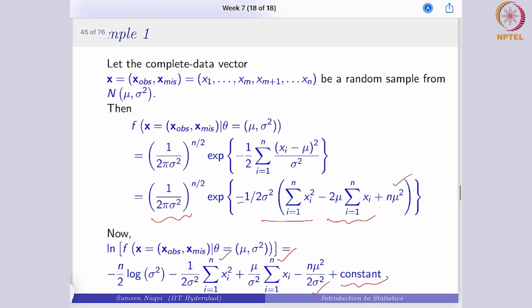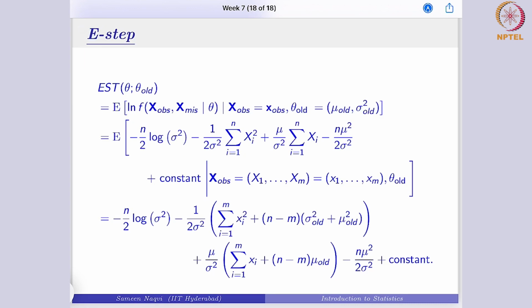So after this, we are ready to perform the E step. What do we do in the E step? We have to consider the expectation of this basically. By definition, this is the expectation of the log likelihood function of the entire sample given the observed data and the old parameter estimates. So we are just copying it from the previous slide: minus n by 2 log sigma square, the second term minus 1 by 2 summation xi square plus mu by sigma square summation xi, and this one.